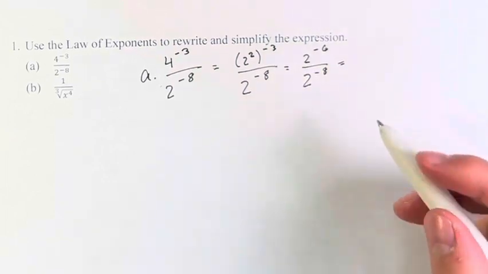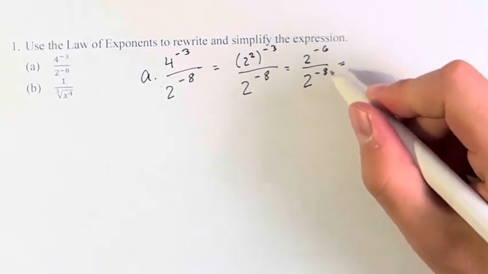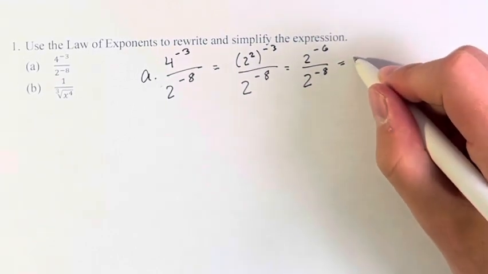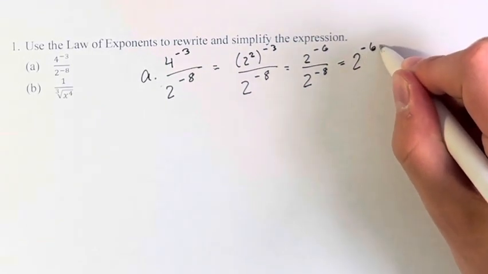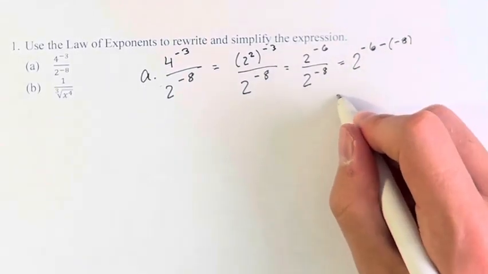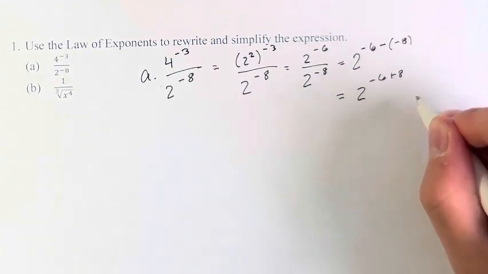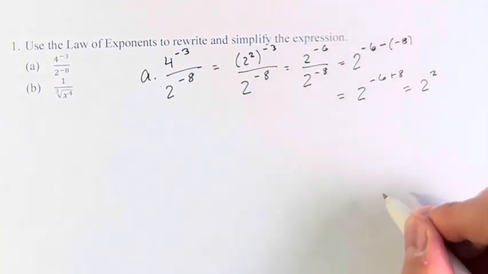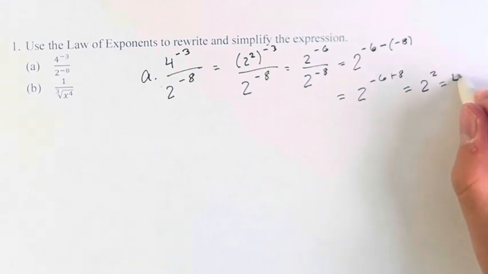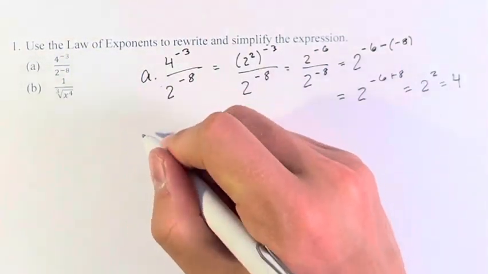And this is equal to, if you have one divided by another, you subtract the exponents. So this is 2 to the negative 6 minus negative 8. And this is 2 to the negative 6 plus 8, which is 2 squared, which we can write as 4. So this expression is equal to 4.